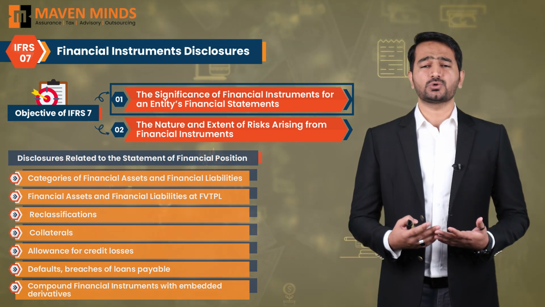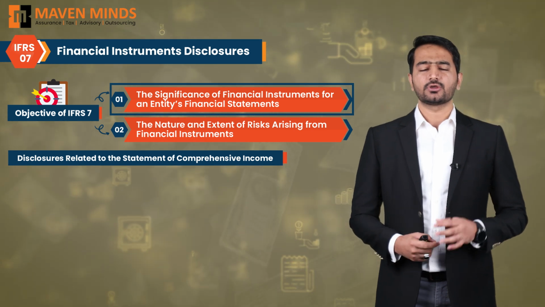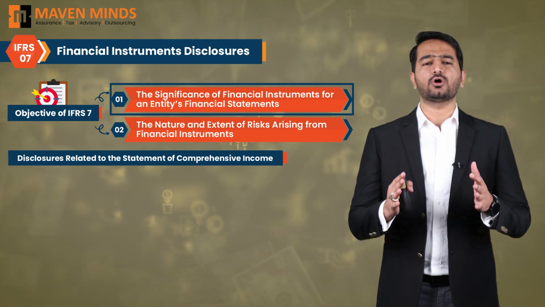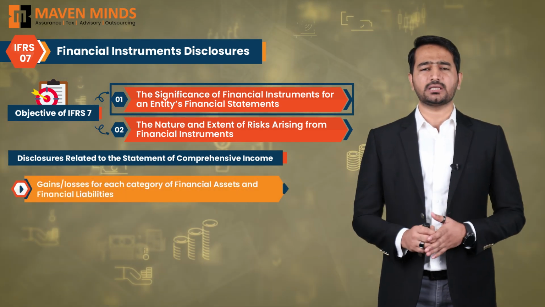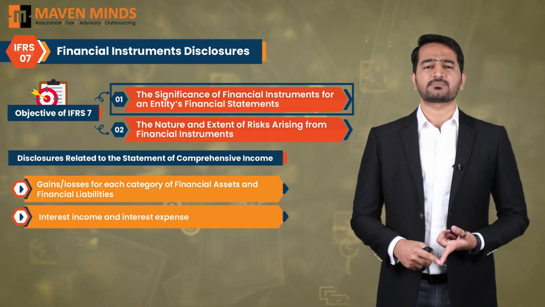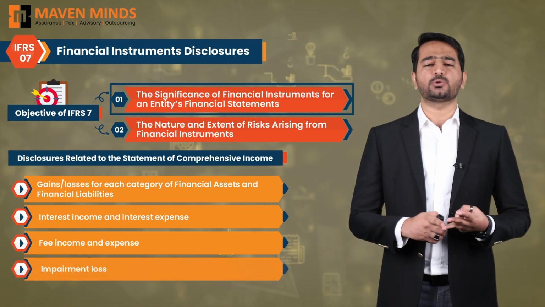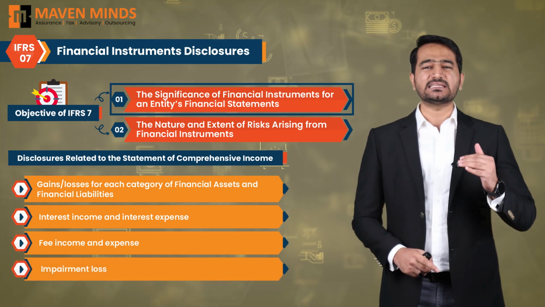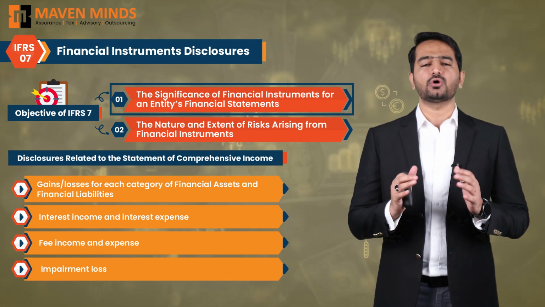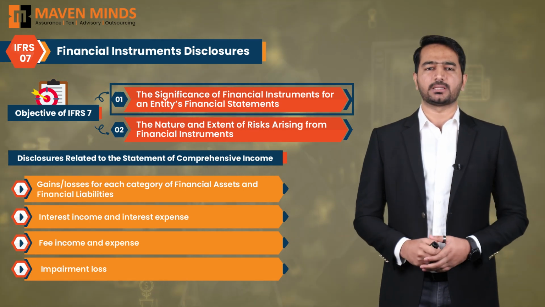Next, we have disclosures that relate to the statement of comprehensive income. In other words, your profit and loss statement. Here, you need to show a breakdown of your gains and losses from the financial instrument as well as information about it. Interest income and interest expense, fee income and fee expense, and any impairment loss related to your financial instrument. By providing these breakdowns, you are giving users of the financial statement a clear view of how financial instruments affect your profitability and the overall performance of the company.